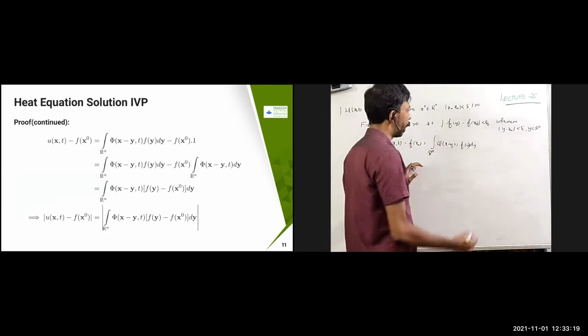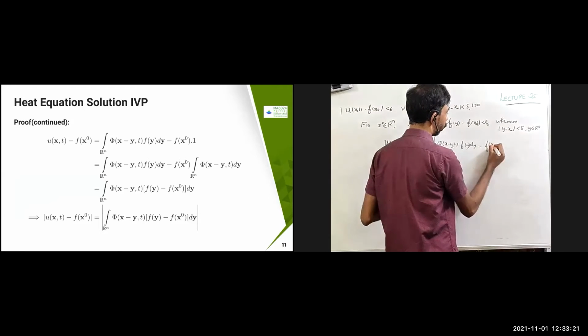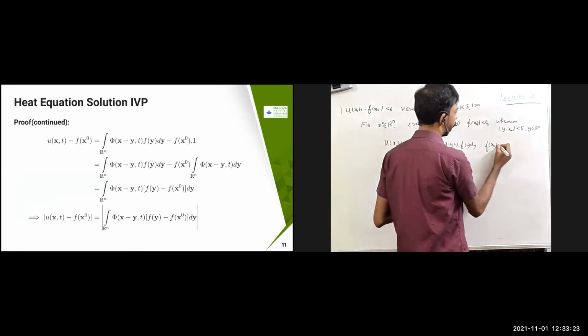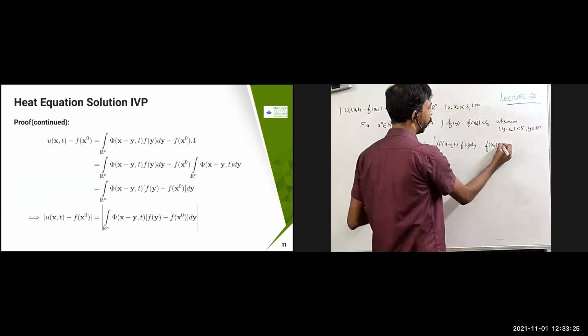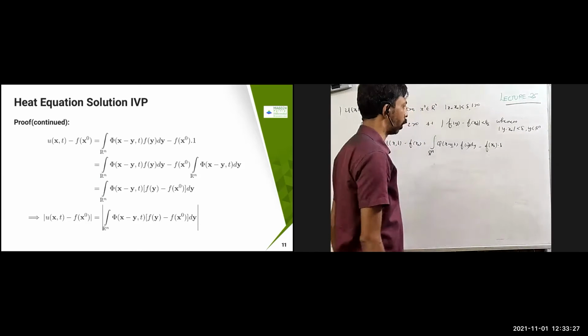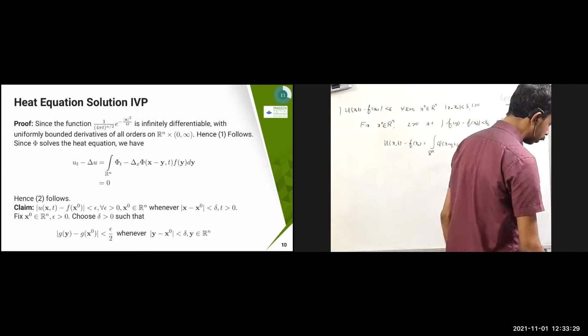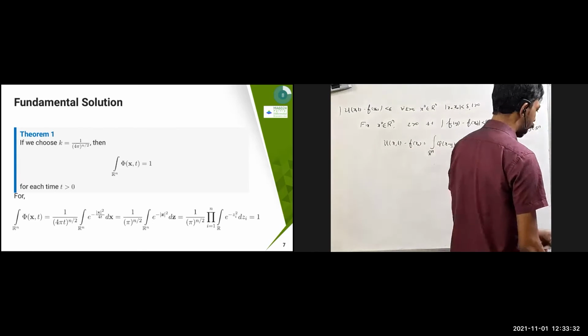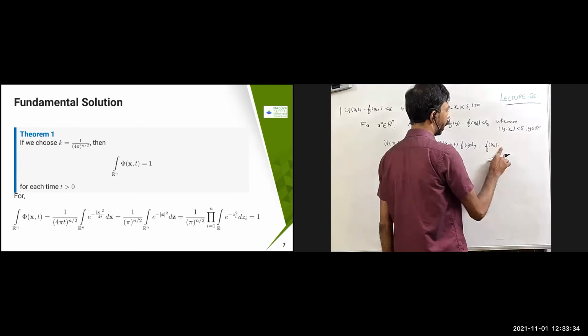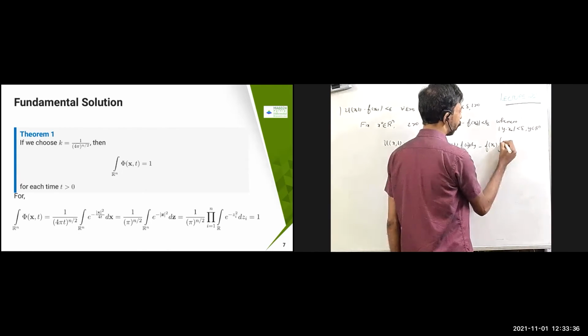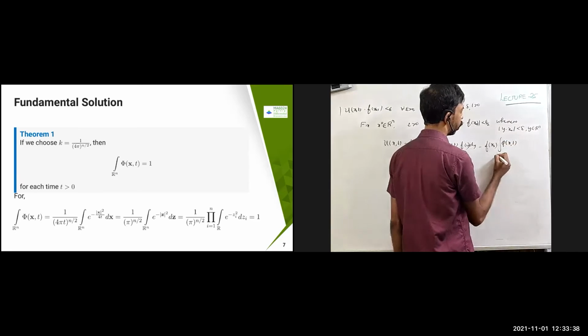Minus f of x naught is going to be there. Now f of x naught I can write as f of x naught dot 1. But already we have claimed one thing: the integral of pi of x comma t is going to be 1. Therefore, this one I can write as the integral of f of x naught into pi of x comma t over R power n.